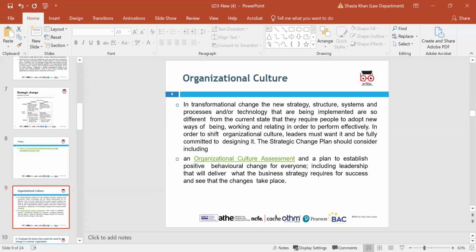Organizational culture is an important element of any organization, and it's composed of your beliefs and expectations shared by the organization. It consists of common norms, values, and beliefs. In transformational change, the new strategy, structure, systems, and processes are implemented through the organizational culture. In order to shift to this organizational culture, leaders must want it and be fully committed to it.